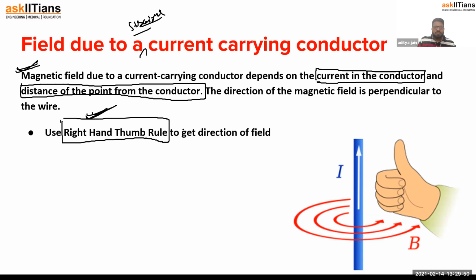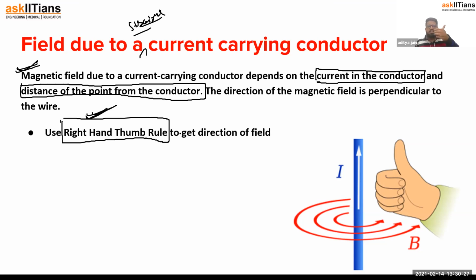So what does this rule say? If you point the thumb of your right hand, this is my right hand, in the direction of current, then the curl of my fingers gives the direction of the magnetic field due to that current carrying conductor. I am repeating again: if I point my thumb of the right hand towards the direction of current, then the curl of the fingers of my right hand will give the direction of the magnetic field around that straight conductor.